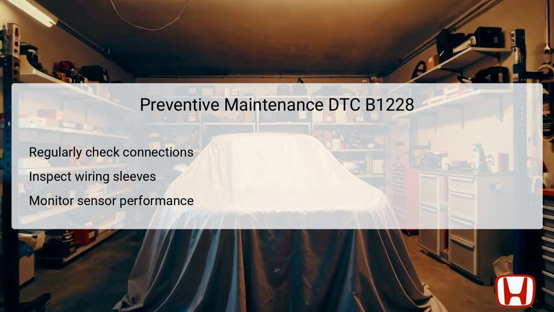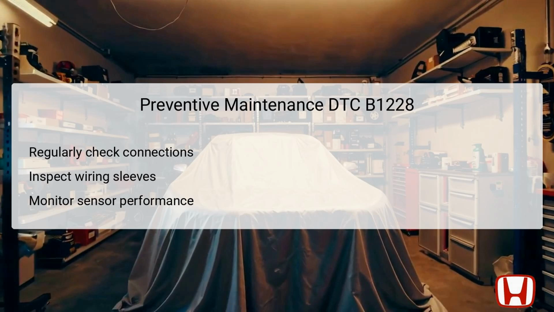Preventive maintenance plays a vital role in preventing the occurrence of DTC B1228 and ensuring the longevity of the climate control system. Regularly checking connections of the outside air temperature sensor can help catch any issues before they develop into significant problems. Technicians should also inspect the wiring sleeves for any signs of wear, damage, or exposure that could lead to potential shorts. Monitoring sensor performance routinely can alert drivers to any gradual deterioration before it impacts overall functionality.